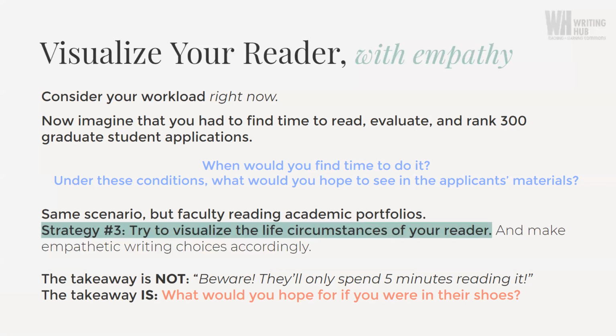Don't get caught up in the fear that they won't spend a lot of time reading it. That's okay. If you write something that's well organized and clear and easy to follow, they don't need to spend a lot of time reading it. They'll get everything that's important about it pretty quickly. And that's what you can control as a writer.